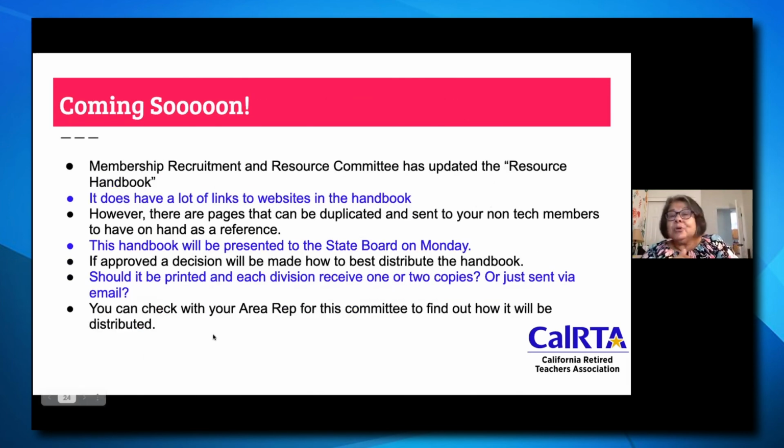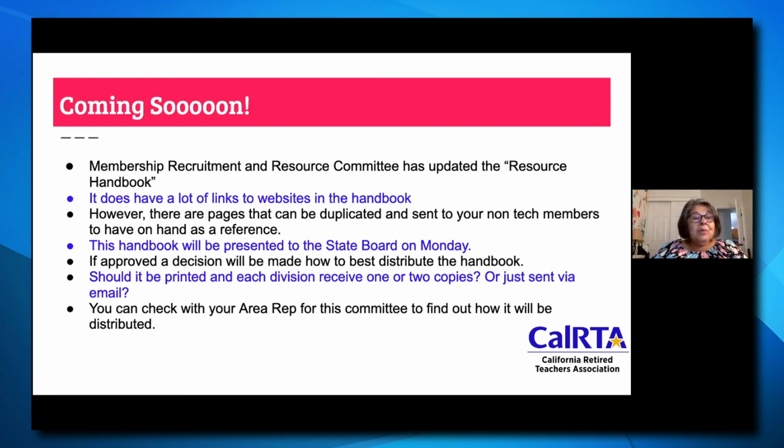Coming soon. This is so exciting. I'm just bringing this as a general announcement because I have you all here. A membership recruitment and resource committee has updated the resource handbook. It's a book. It does have a lot of links to websites in the handbook. However, there are pages that can be duplicated and sent to your non-tech members to have on hand as reference. This handbook will be presented to the state board at our meeting on Monday. If approved, a decision will be made how to best distribute this handbook.